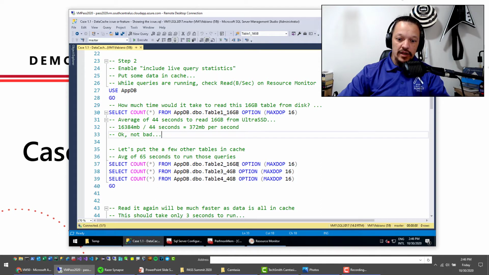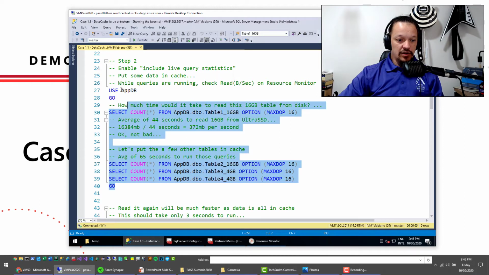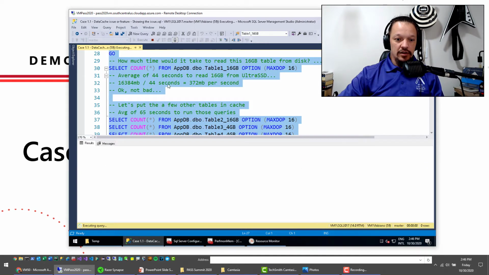Then I'm going to read a few other tables. So this is table 1, then I will read tables 2, 3 and 4, and this is about 40 gig total of data that I'm going to read. I have 50, so we still have some free memory available. So let's run it. And while it's running, let's look. It's probably going to take 44 seconds, right?